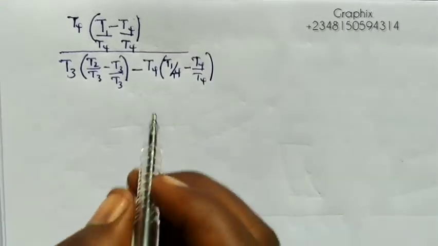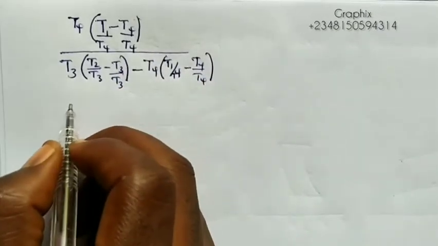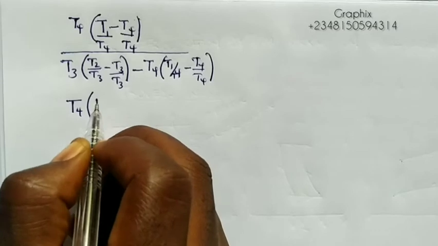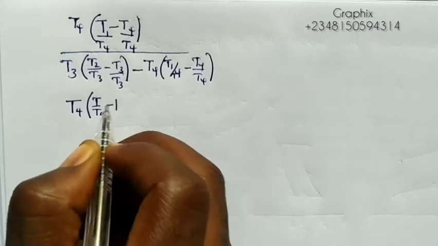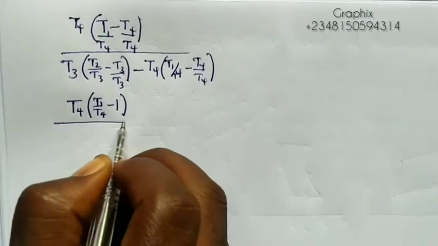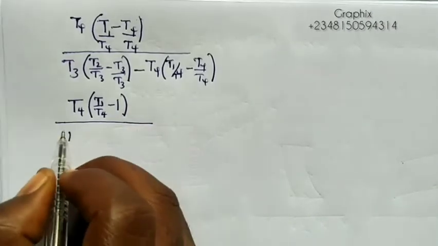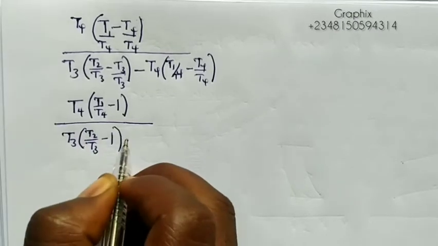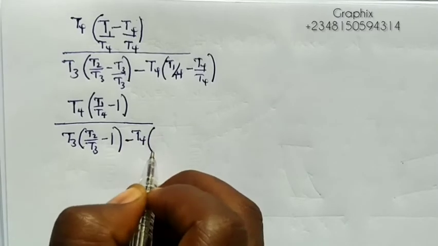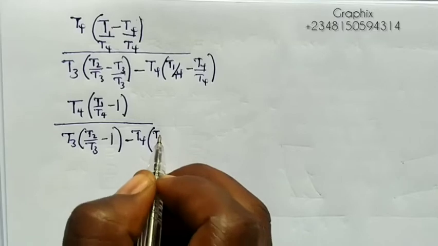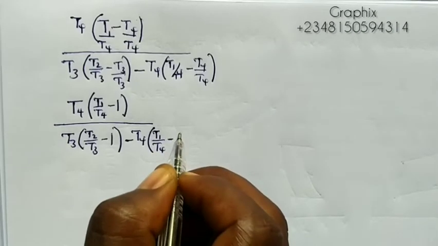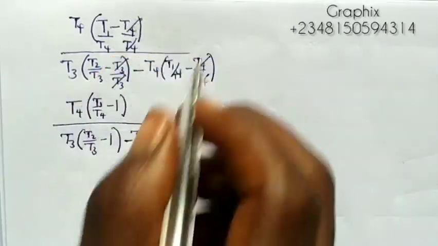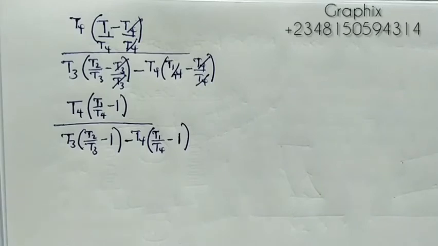Now, T4 over T4 is 1. So I'll be left with T4 into bracket T1 over T4 minus 1, all over T3 into bracket T2 over T3 minus 1, minus T4 into bracket T1 over T4 minus 1, because these equate each other. We are left with 1, right? Now we need to understand something.